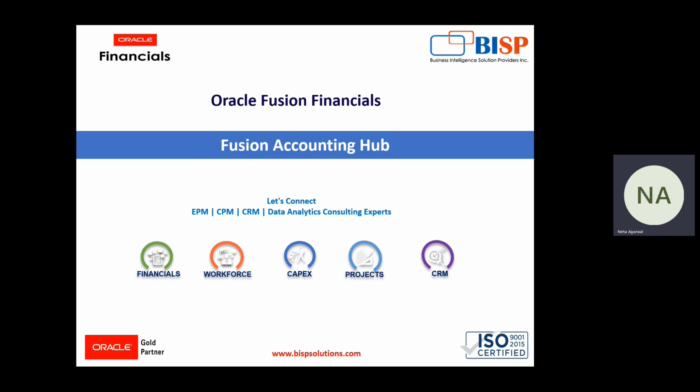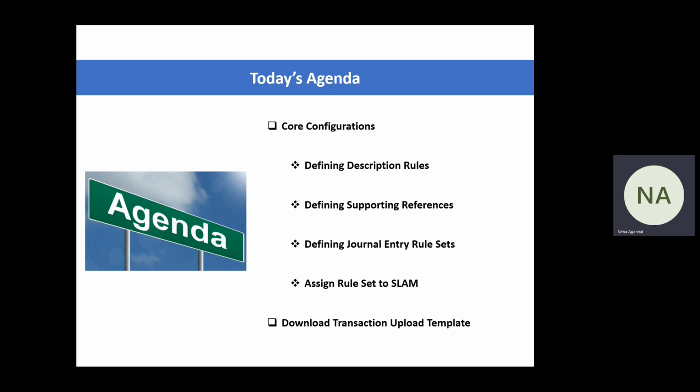So we were seeing the core configurations of FAH. We have created our source system, and then through this spreadsheet we have verified all the elements, and then we have checked the prerequisites, and then we have begun with our core configurations. So moving further, we'll see the agenda for today.